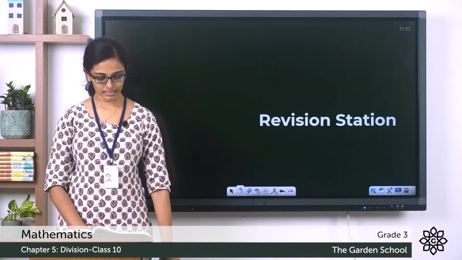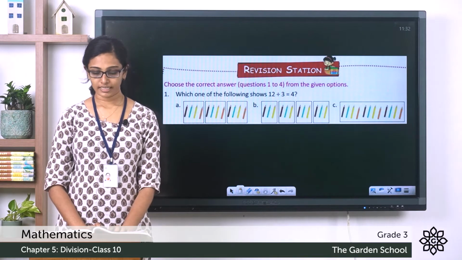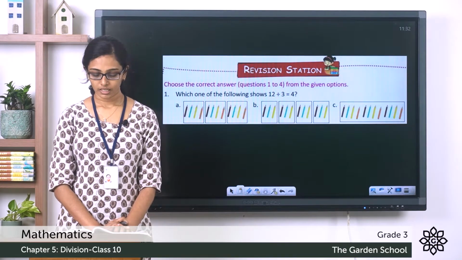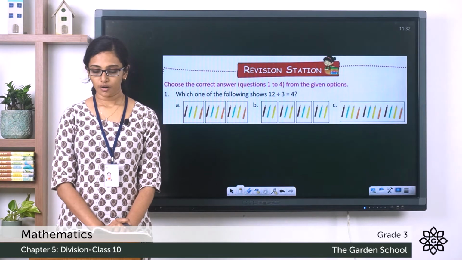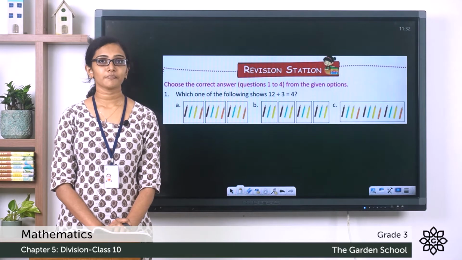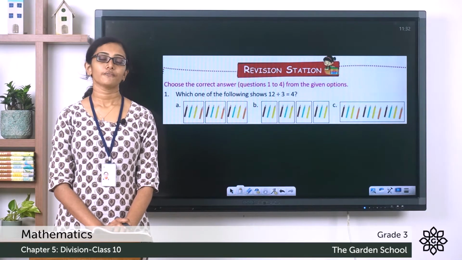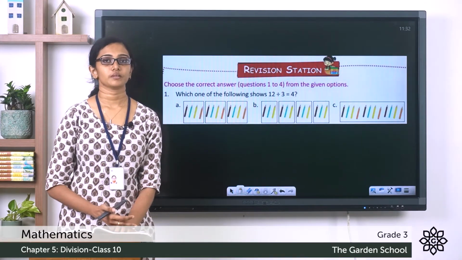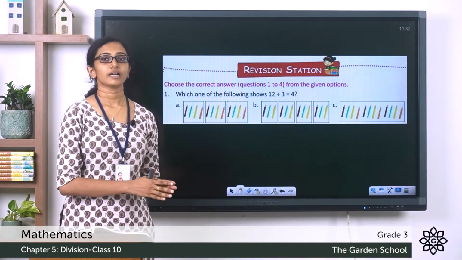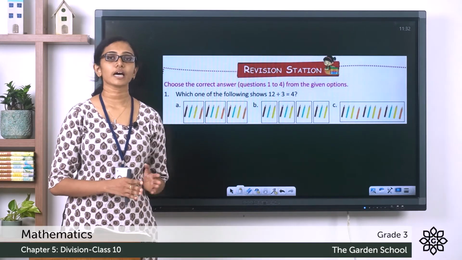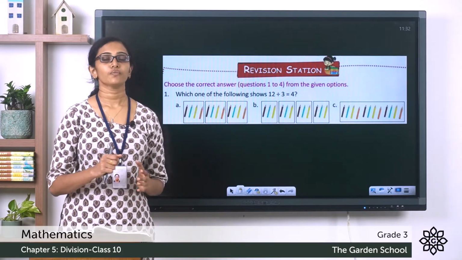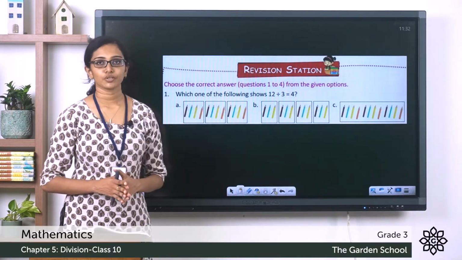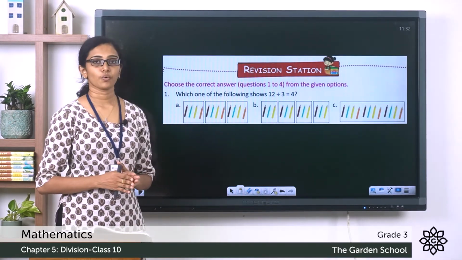Let's see the first question. Choose the correct answer, questions 1 to 4 from the given options. Question 1: which one of the following shows 12 divided by 3 is equal to 4? So what do you mean when you say 12 divided by 3? It means 12 is divided into 3 equal groups and each group will have 4 items each, right? So which is the picture that shows 12 divided by 3 equal to 4 here?